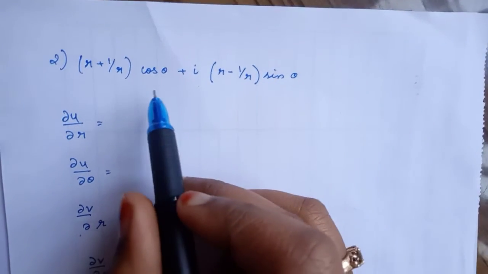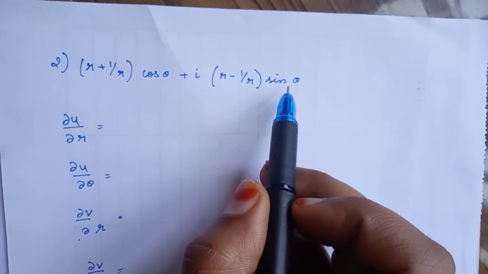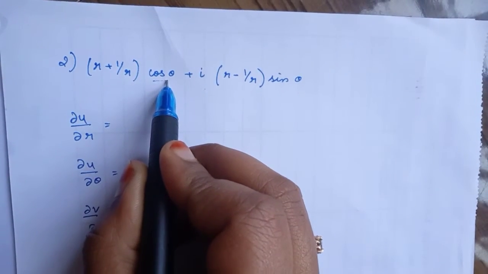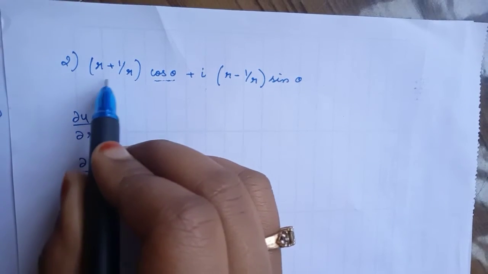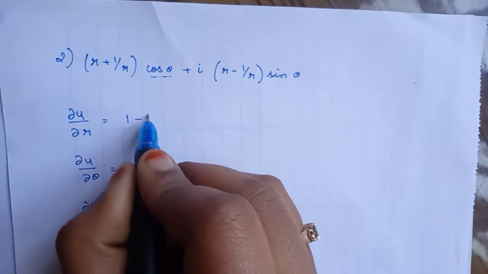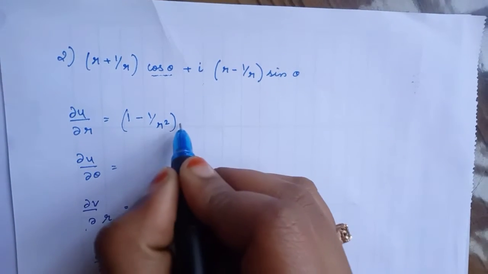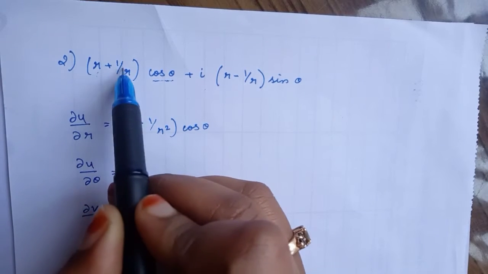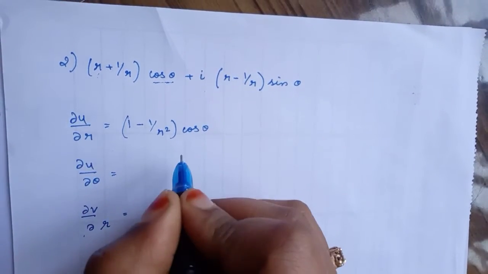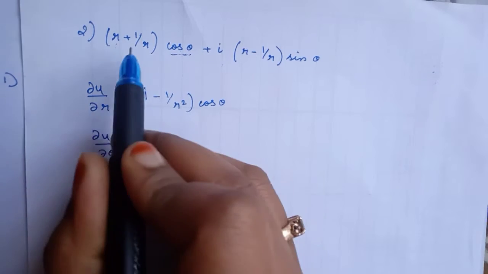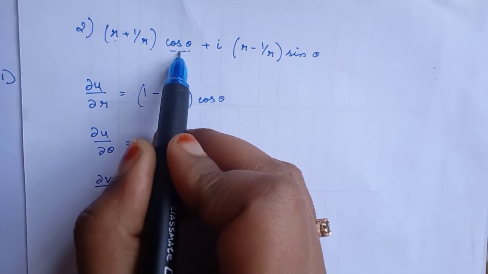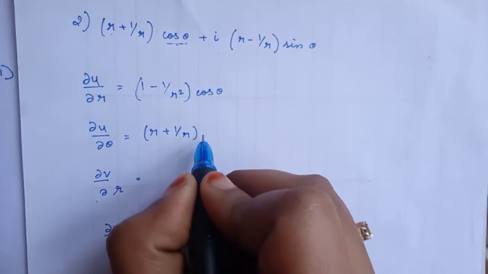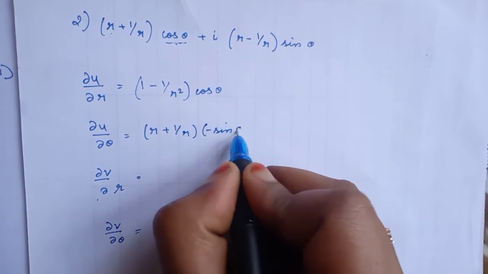So here comes the second question of polar form. This will be your u and this will be your v. Differentiate u with respect to r. This term remains constant because we don't have an r term here. Differentiate this, that will be 1 minus 1 by r square into cos theta. Differentiating r will become 1, and 1 by r gives minus 1 by r square. So differentiate u with respect to theta. This term remains constant. You are going to differentiate cos theta, so r plus 1 by r remains constant.